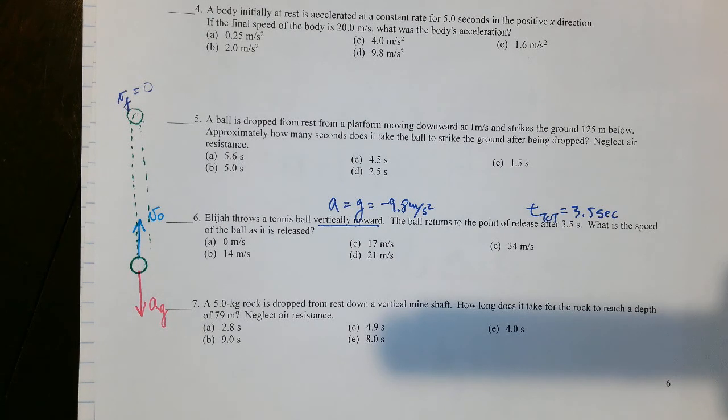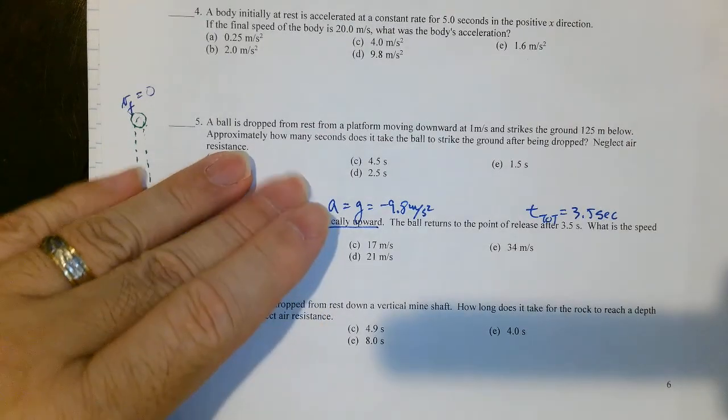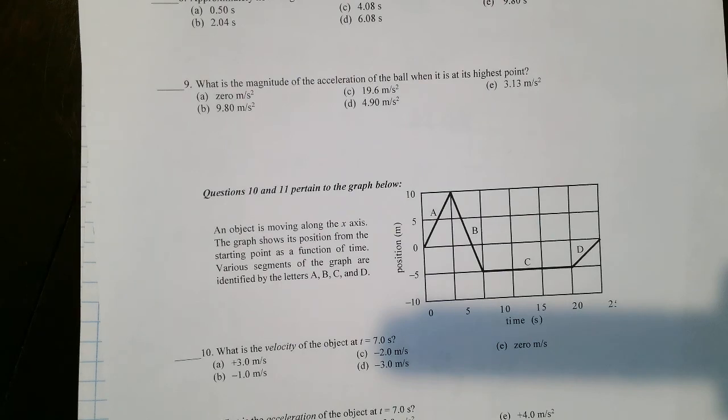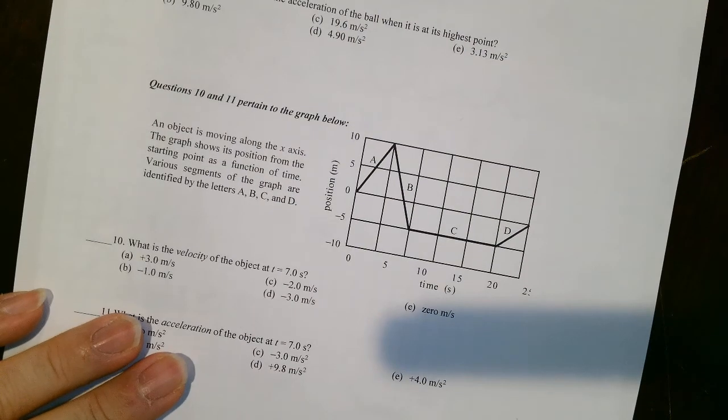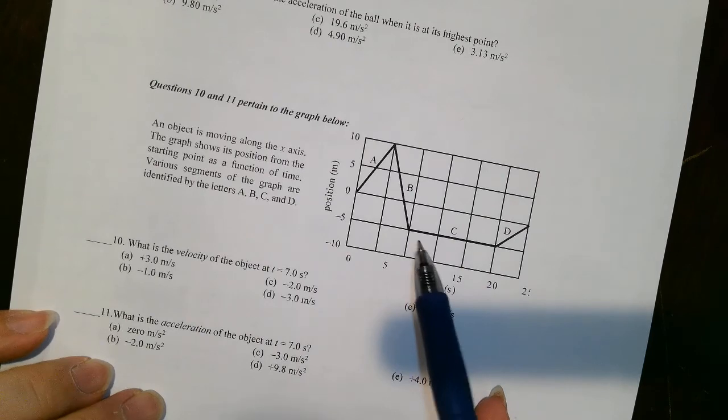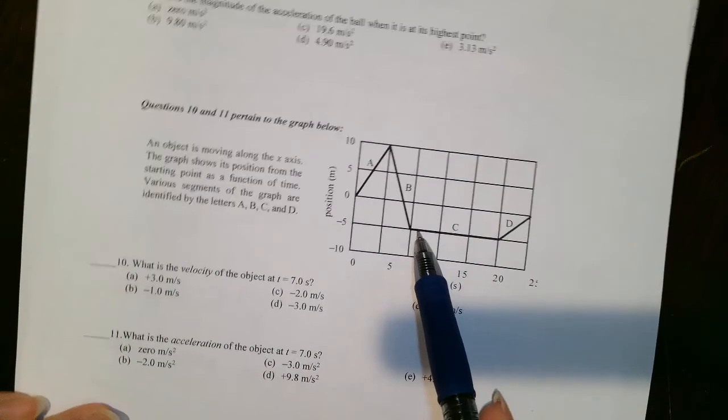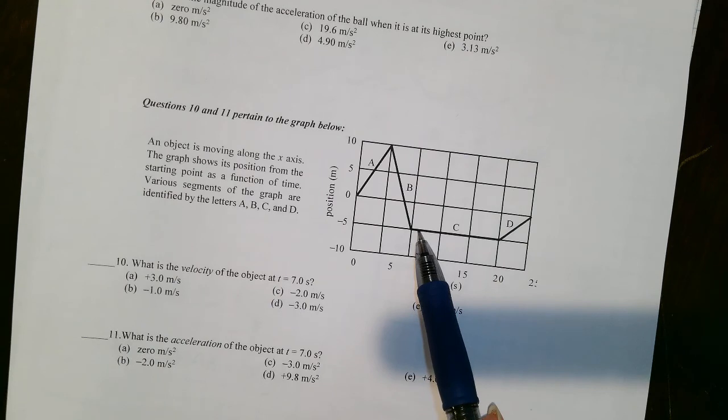And number 10, right? I gotta find 10. All right, number 10. What's number 10? Somebody read it. What is the velocity of the object at t equals 7 seconds? All right, so what is my velocity? What am I looking for? At 7 seconds, which is right around here, right? How do I find velocity from a position versus time graph?